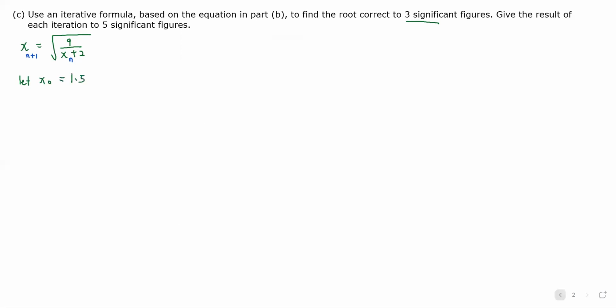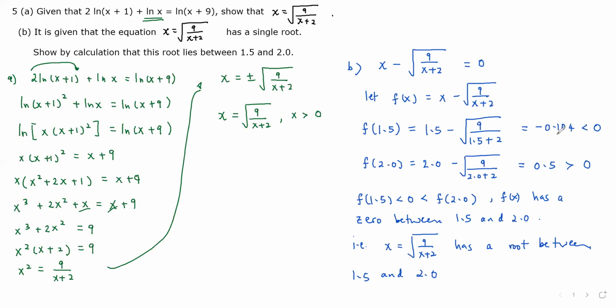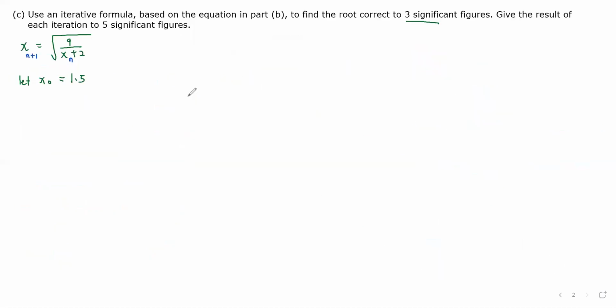From the previous part, we can see that f at 1.5 is closer to 0 than f at 2. So we start with 1.5 in order to converge quickly. We do not want to repeat this countless times. It's painful. x sub 1 would be square root of 9 over (1.5 + 2), and that gives us a value of 1.6036. Well, this is very different from 1.5.